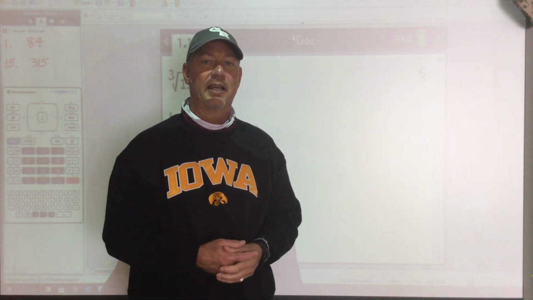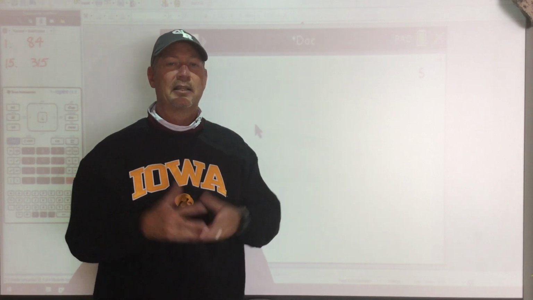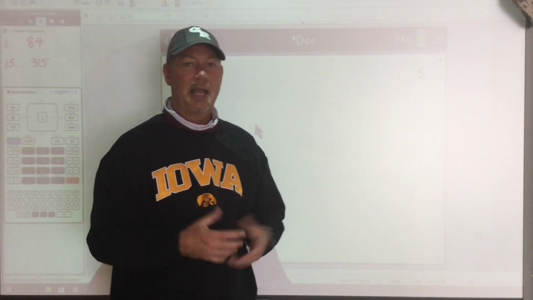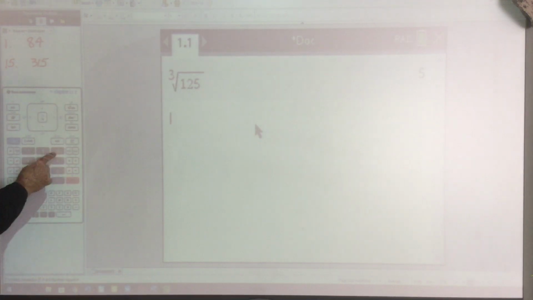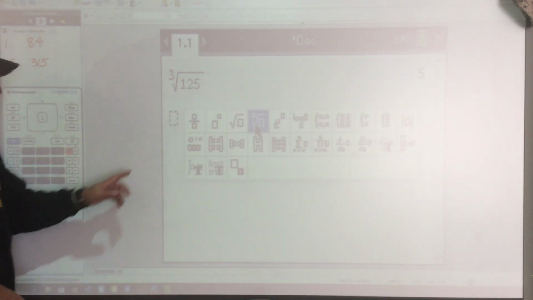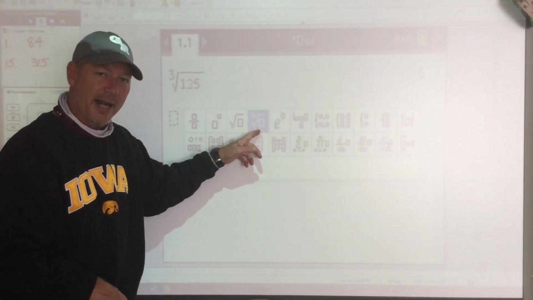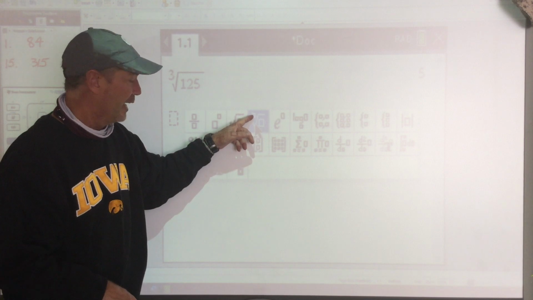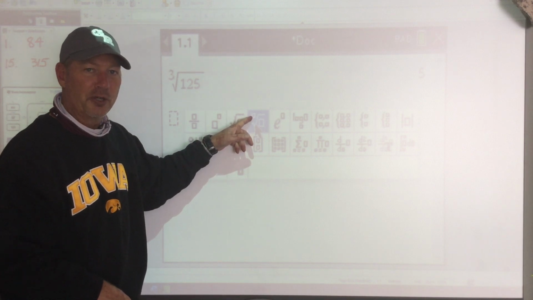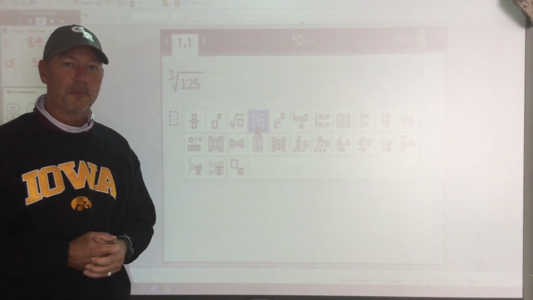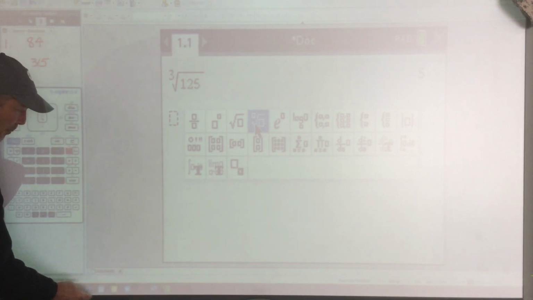That's the quick way to tell, if you don't know your cube roots, to take the cube root of a number. How did I do this again? To the right of the number 9, this little square root, but it's not a square root, it's a radical symbol. It's a radical symbol that allows you to change the root or put in your different root. That's where you want to go. Okay? So we'll go back to our problems.